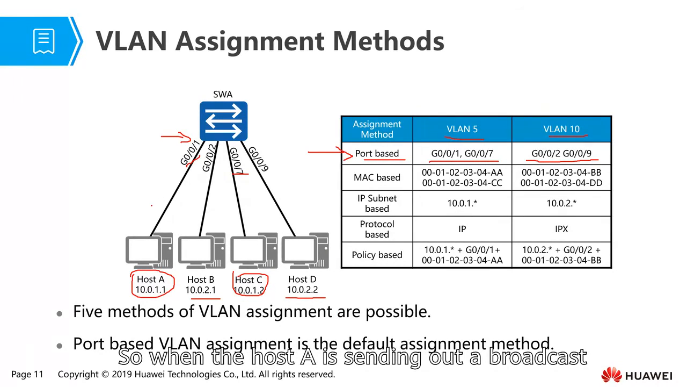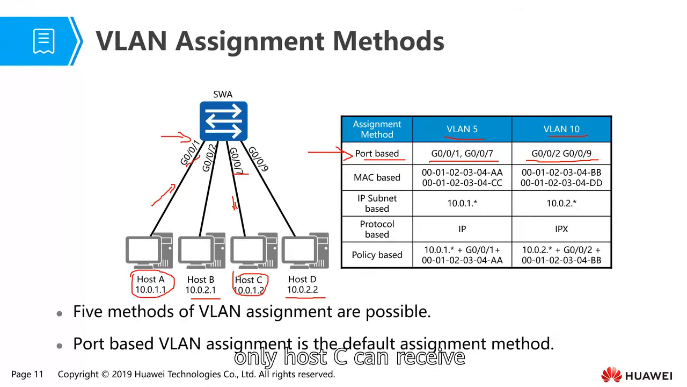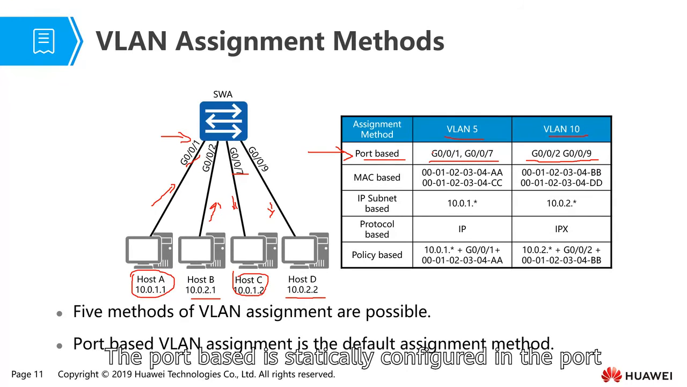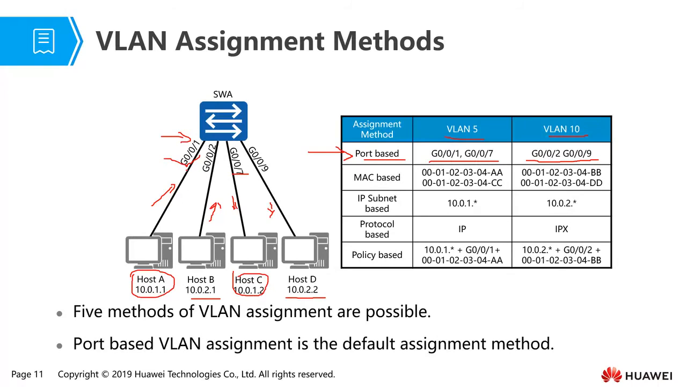So when host A sends out a broadcast, only host C can receive. Host B and host D cannot receive. And when host B sends out, host D can receive, and the other two cannot. Okay, this is port-based. The port-based method is statically configured on the port. Any device connected to this port then belongs to a certain VLAN.